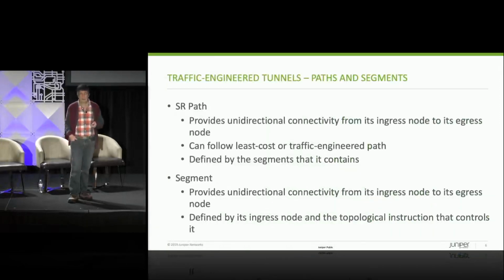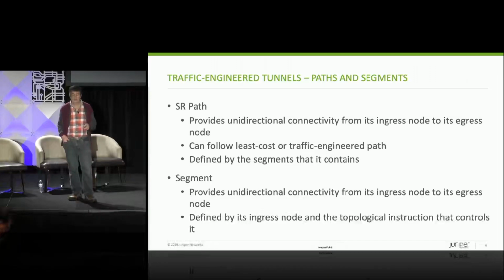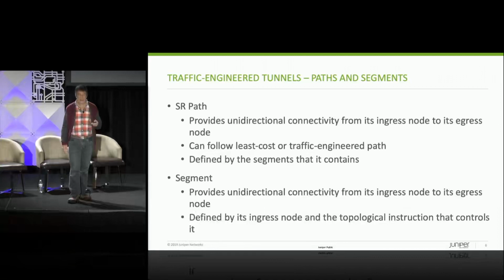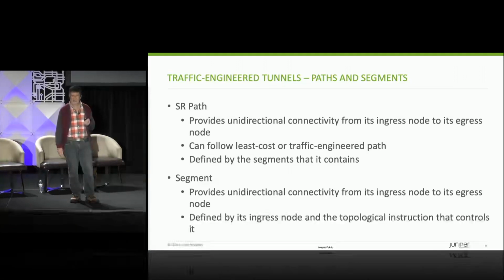The first is the concept of a traffic engineered tunnel. They share the concept of a path. An SR path provides unidirectional connectivity from an ingress node to an egress node. It can follow a least cost path or a traffic engineering path, and it's defined by the segments that it contains. Okay, we've introduced this concept of a segment. What's a segment? Well, a segment provides unidirectional connectivity from its ingress to its egress, and it's defined by its ingress node and a topological instruction that controls it.